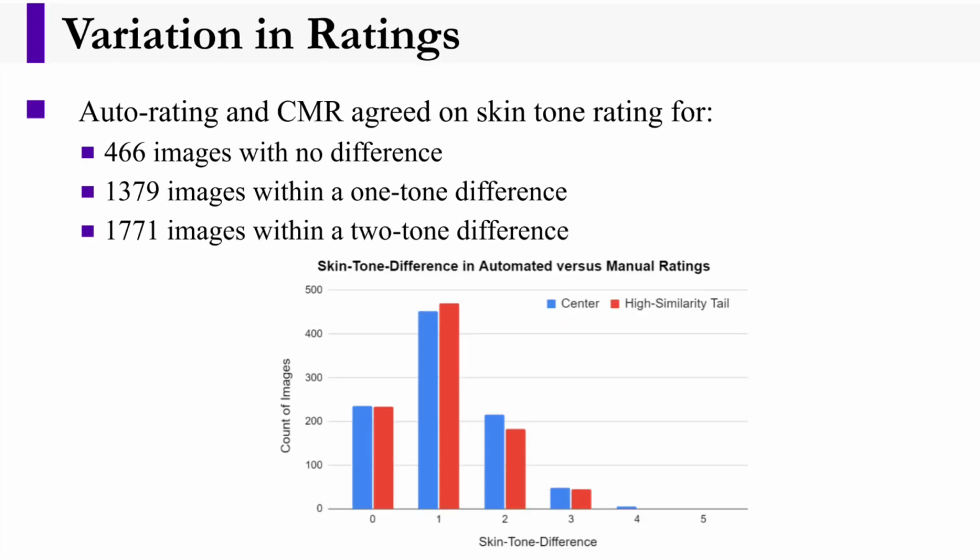Then we are interested in comparing how automated ratings and consensus manual ratings compare. As we see in the graph, automated rating and the consensus manual rating agreed on skin tones for 466 images with no difference, 1,379 images within a 1 skin tone difference, and 1,771 images within a 2 skin tone difference. Again, there seems to be a small effect from center versus high similarity tail images.